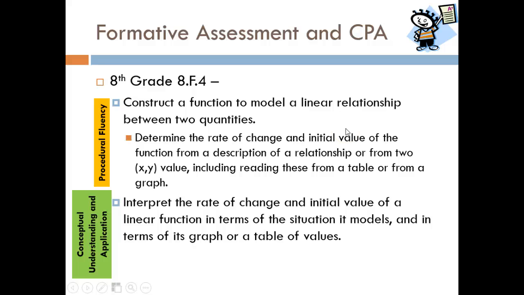Okay, we understand the difference between formative and summative, and we also have seen some examples of what a formative might look like. But now, how do we actually design one of these things from the ground up? So let's take a look.